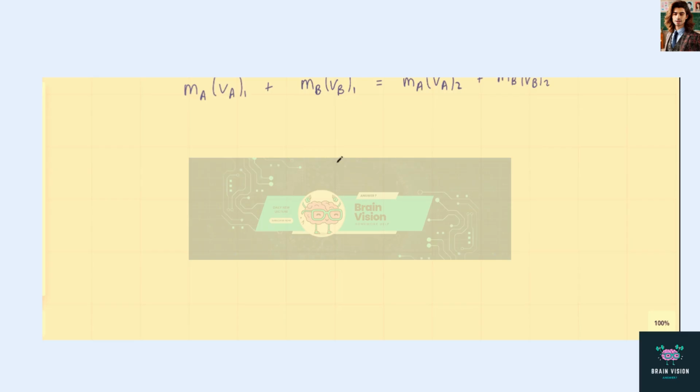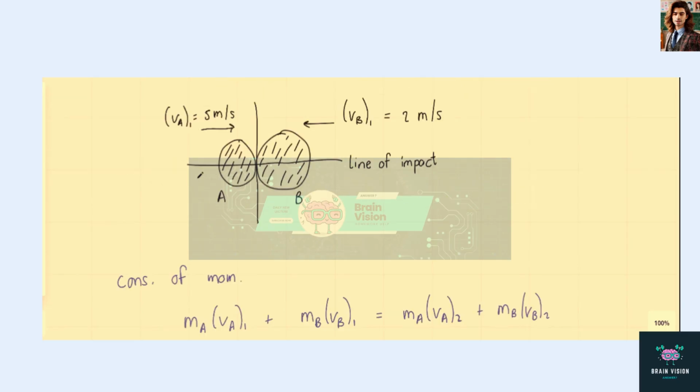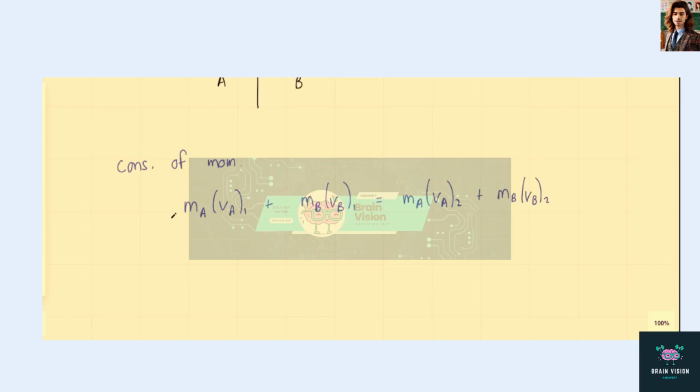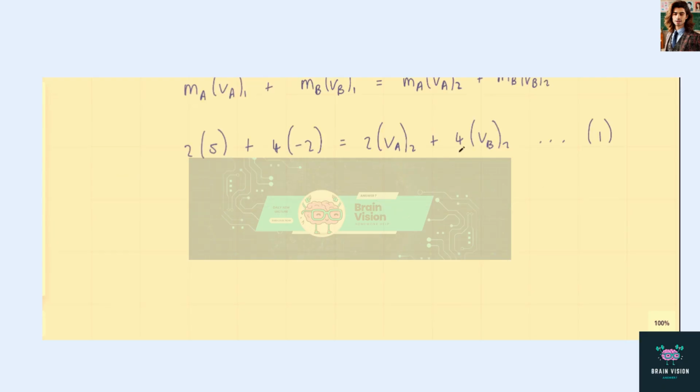So if we take the right direction, as we see in our diagram, as positive, we get that the mass of A, which is 2, times its velocity 5 meters per second, plus the mass of B, which is 4, times its initial velocity of minus 2 meters per second, is equal to 2 times the final velocity of A, V_A2, plus 4 times the final velocity of B, V_B2. So we have an equation here with two unknowns. We'll call this equation 1. It's relating V_A and V_B.